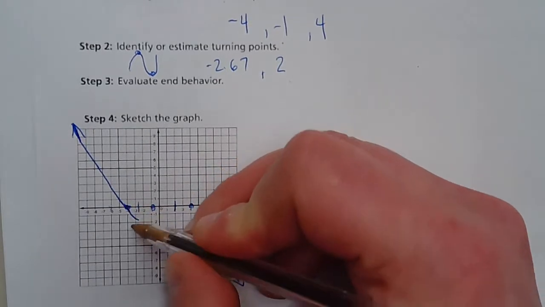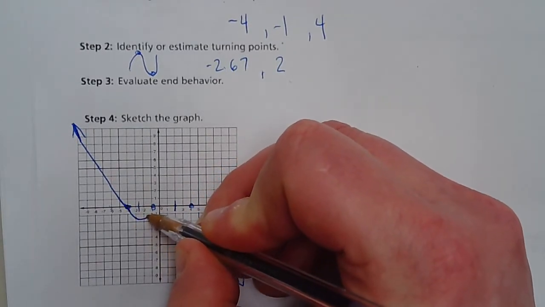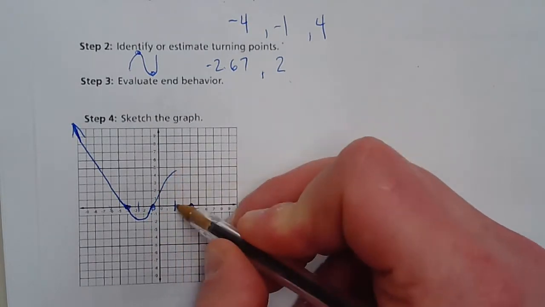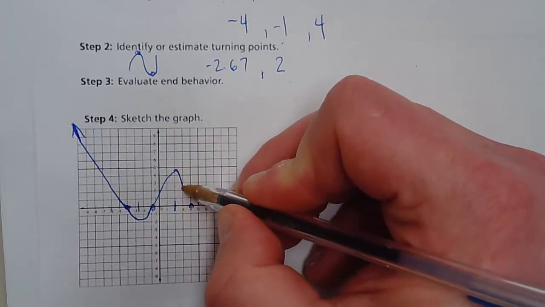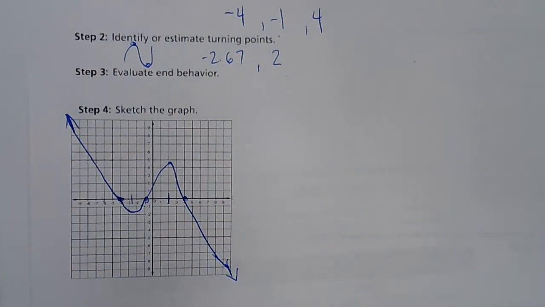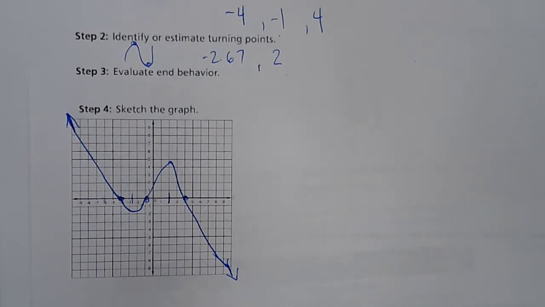As soon as you reach this turning point, it's got to turn. And it's going to go through this x-intercept. It's going to keep on increasing until you get to this turning point. Boom, it's going to turn. And then it's going to finish itself out here. Now, that's just one sketch of what this graph could look like.